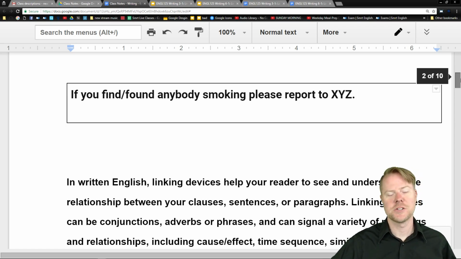Williams, that's a good question. Yes, you can use some of these linking devices between paragraphs as well.